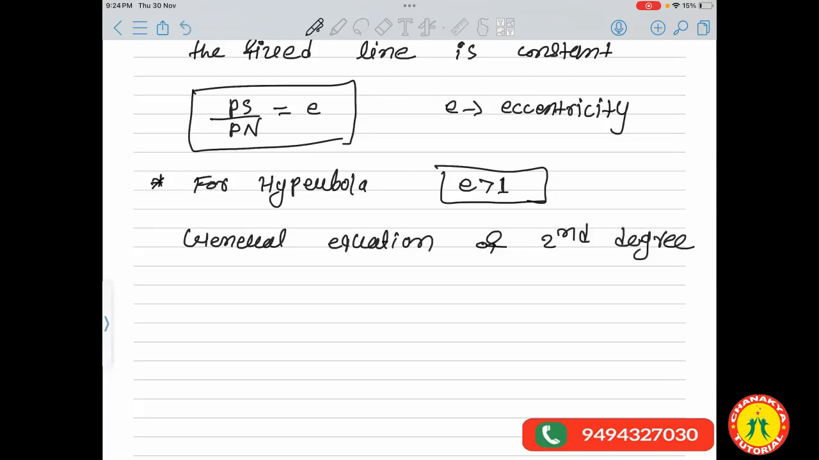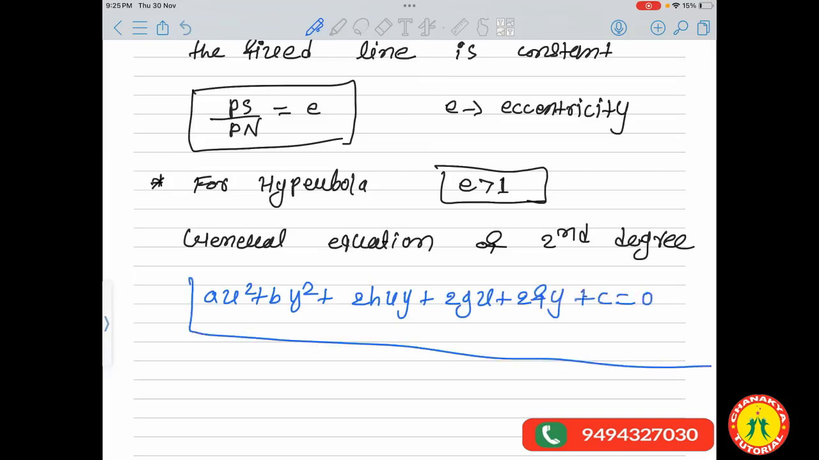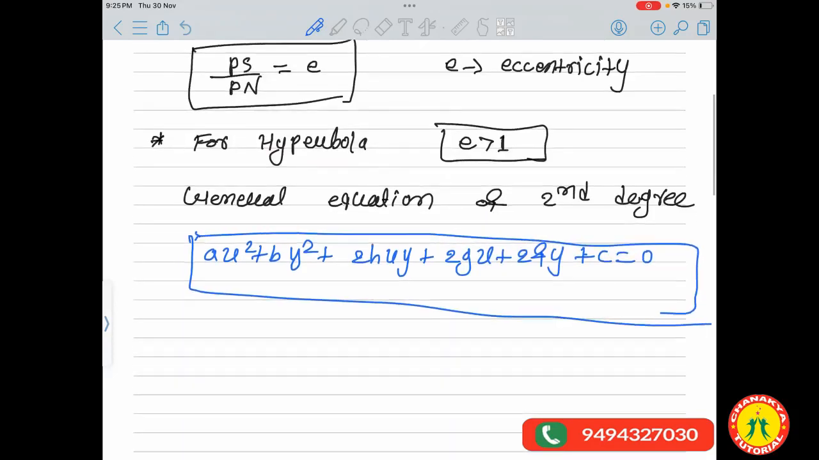ये आपने स्ट्रेट लाइन में पढ़ा होगा. जनरल इक्वेशन ऑफ सेकंड डिग्री: ax² + by² + 2hxy + 2gx + 2fy + c = 0. This is the equation of second degree, right? आपने स्ट्रेट लाइन में पढ़ा होगा.